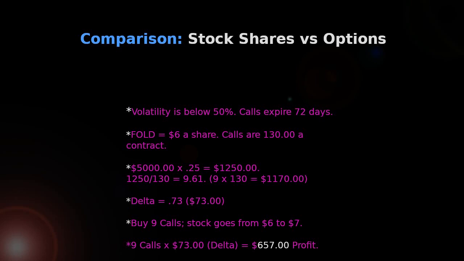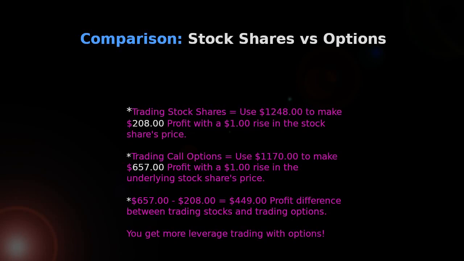The delta of these calls is currently at 0.73, which means that for every $1 rise in the underlying FOLD stock shares, each call will rise approximately $73. Remember, there are 9 that you are purchasing. So if you buy the 9 calls and the underlying stock FOLD rises from 6 to 7, or $1, then the calculation would be 9 calls times 73 delta, which is $657. So in comparison, you make more with less.